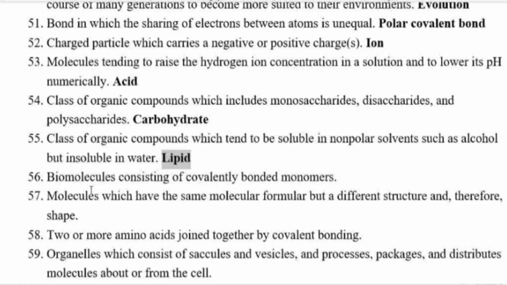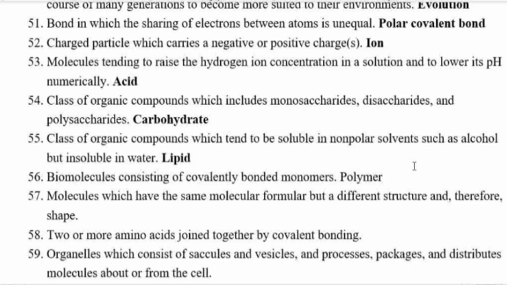Then the next one, number 56, is biomolecules consisting of covalently bonded monomers. What name will you give to all of them? You will refer to them as polymer. So a polymer refers to biomolecules consisting of covalently bonded monomers.